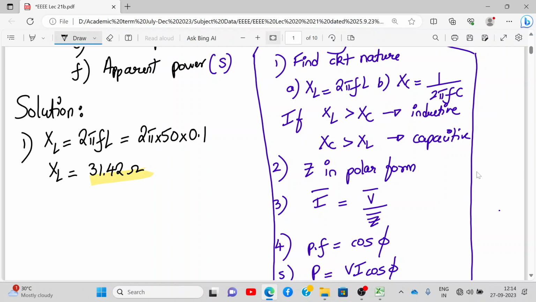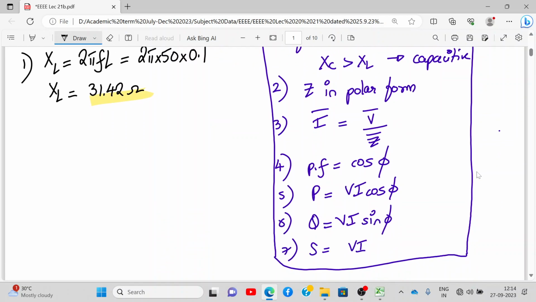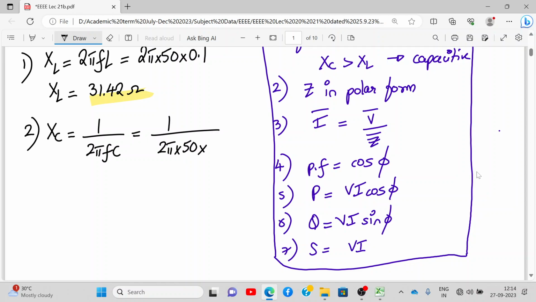Similarly, calculate XC. XC will be 1 upon 2 pi FC. That will be 1 upon 2 pi into 50. What's the value of the capacitor? 50 microfarad, so 50 into 10 to the power minus 6. So please let me know the value of XC now. XC will come out to be 63.66, right?